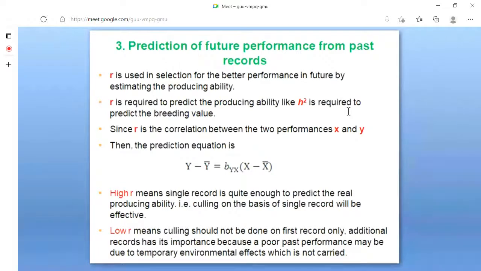And another is the prediction of future performance from past records. So this repeatability R is used in the selection for better performance in future by estimating the producing ability. R is required to predict the producing ability, like heritability is required to predict the breeding values. In predicting the breeding values, heritability is required. Like that, repeatability is required to predict the producing ability of the animals.